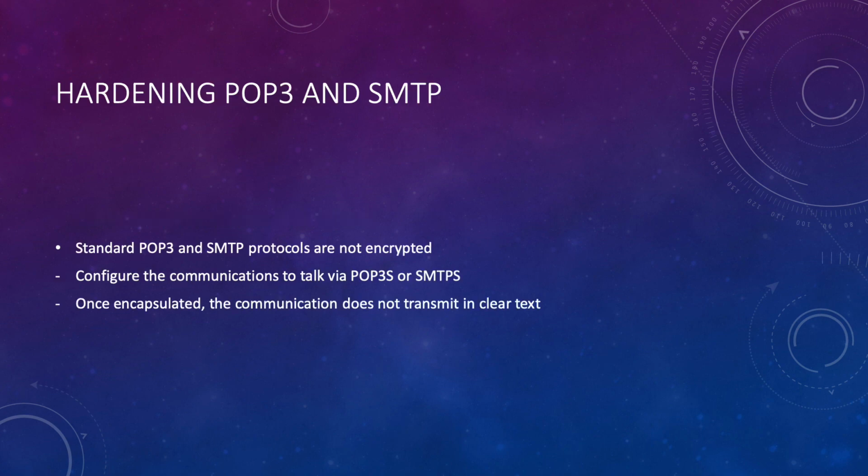Moving on to the hardening of POP3 and SMTP, the hardening is pretty straightforward for these two protocols. Standard POP3 and SMTP protocols are not encrypted. Your credentials are being transmitted unencrypted in clear text. So you'd want to configure the communications to talk via POP3S or SMTPS, depending on whether you're trying to retrieve the mail or send the mail. Once it's encapsulated, the communication does not transmit in clear text. This would be the hardening method for these two protocols. It just depends which one you are using. Essentially, you're focusing on encapsulating and encrypting these credentials that are required for authentication.